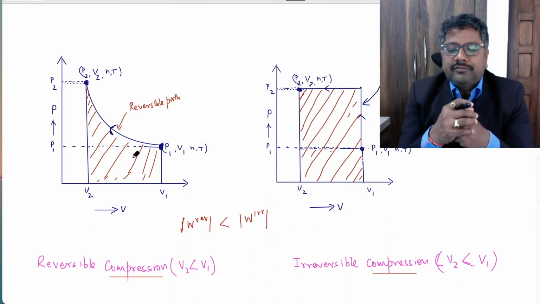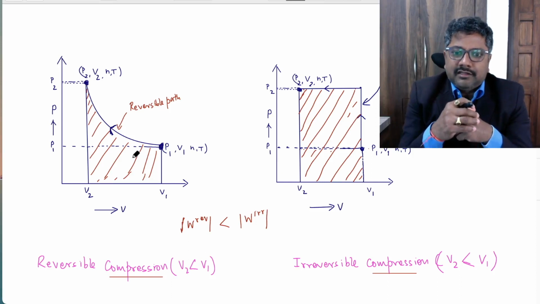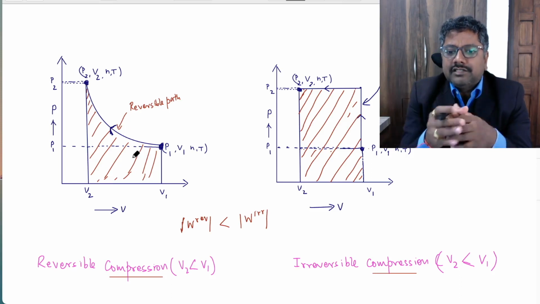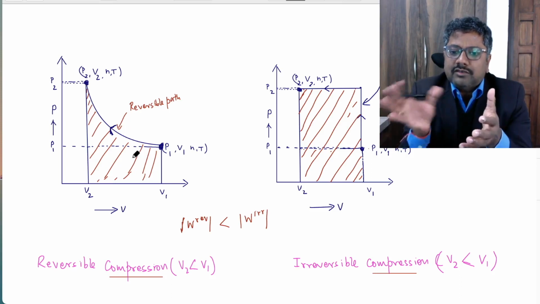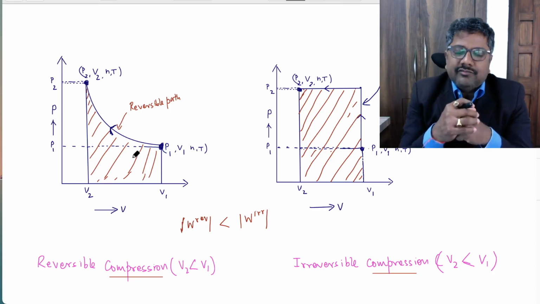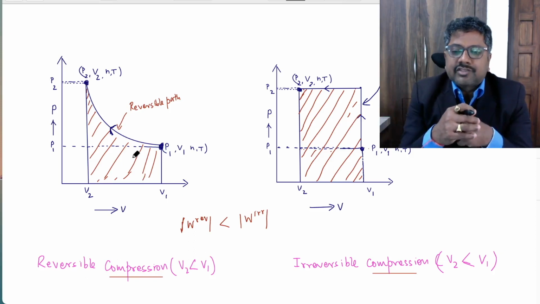So hopefully all of you are clear. With the help of the graph, now you can determine in which case the work is more, right? This time we are doing work on the system. So in irreversible compression, more work we have to put on the system, and in case of expansion we can extract maximum work reversibly, not irreversibly.